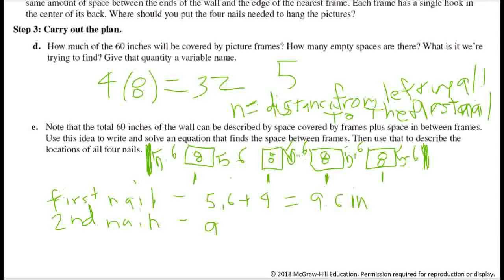Let's not do it that way. Let's say I've got 5.6 to get to the first picture, 8 inches, and then 5.6, and then another 4. So I've got 2 times 5.6 plus 8 plus 4. So 10, 11.2, 19.2, 23.2.